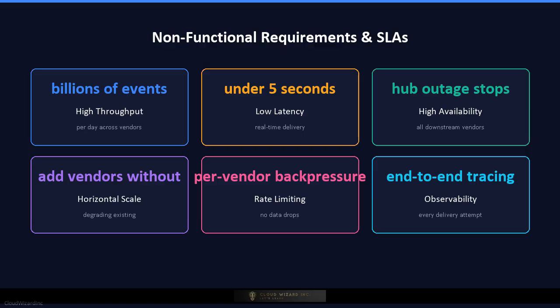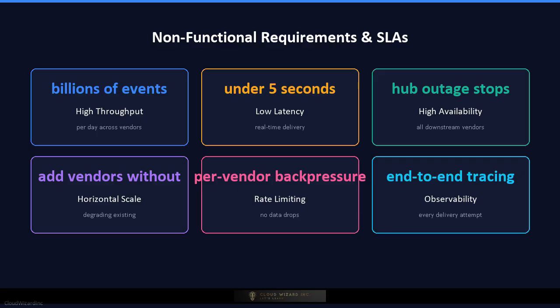Now the non-functional requirements. The hub must handle high throughput, because platforms like Segment and mParticle process billions of events per day across hundreds of vendor destinations. Latency for real-time integrations must be low, under 5 seconds from event ingestion to vendor delivery. The system must be highly available because a hub outage means data stops flowing to every downstream vendor. It must be horizontally scalable so that adding a new high-volume vendor does not degrade existing integrations.